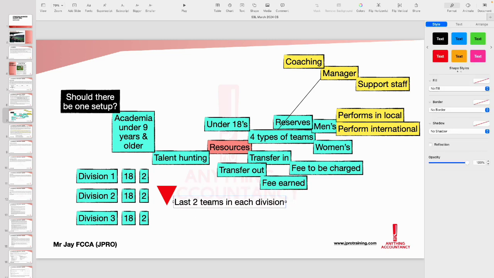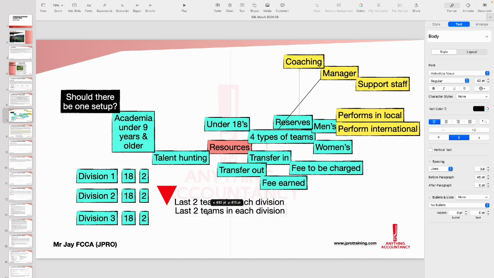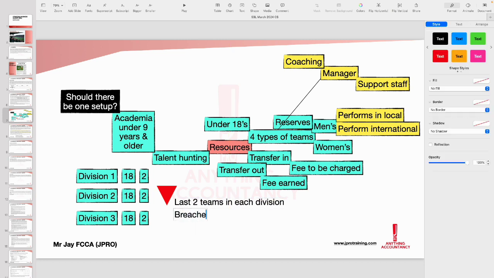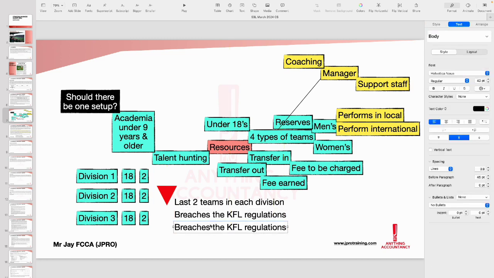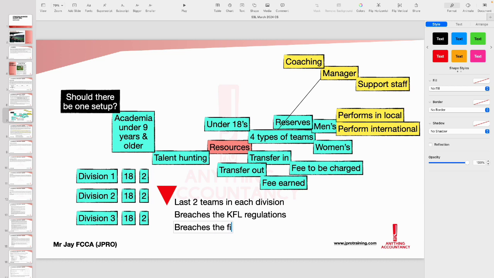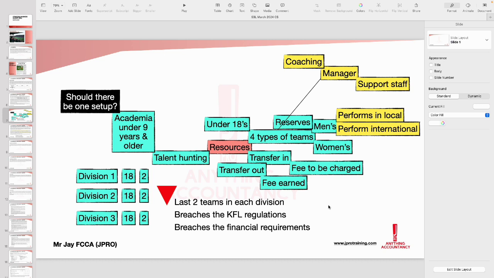You go down if you are the last 2 teams in each division, okay? You are also the one who breaches the regulations, so you can move down the ladder.